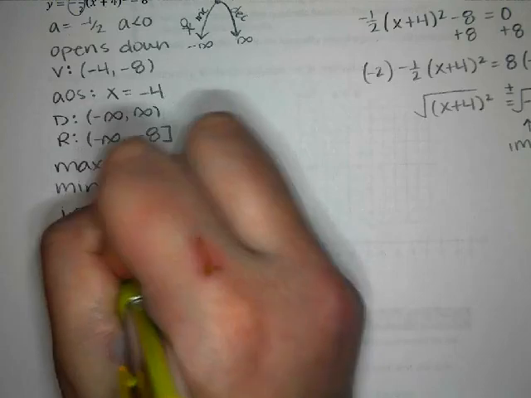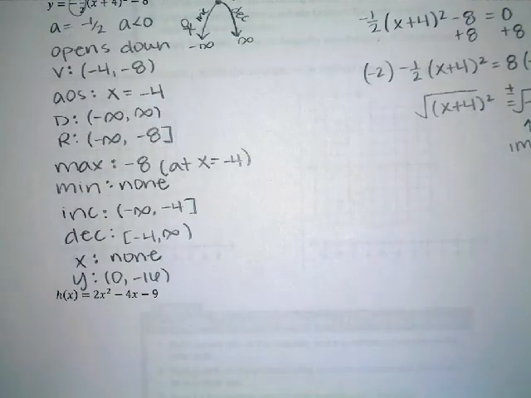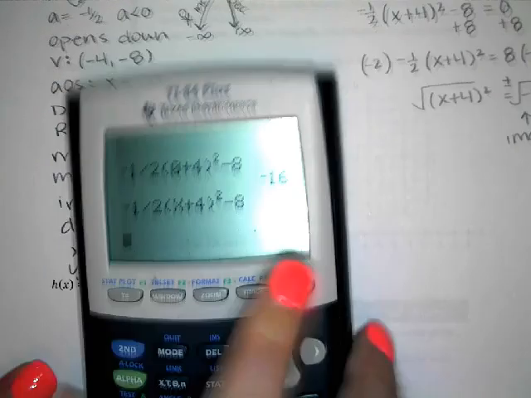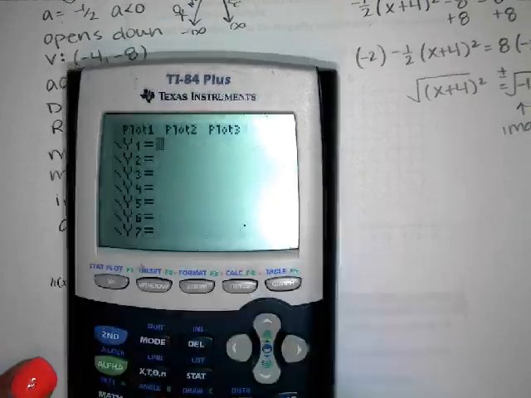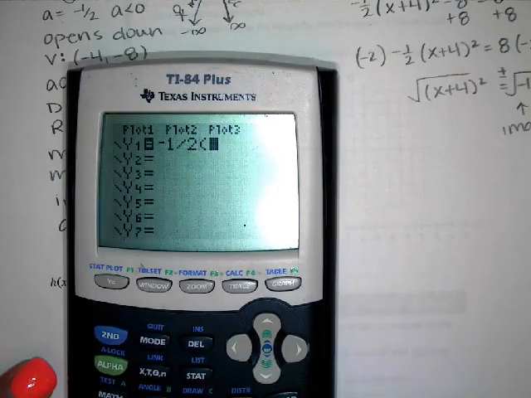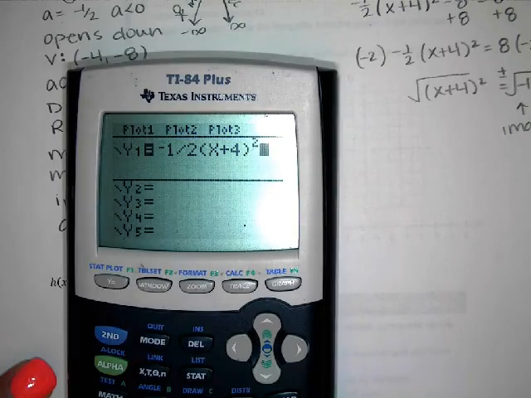And then I'll kind of prove it to you right now so you guys can see what happened. So we have -1/2 (x plus 4) squared with a -8. So the parabola was over here.